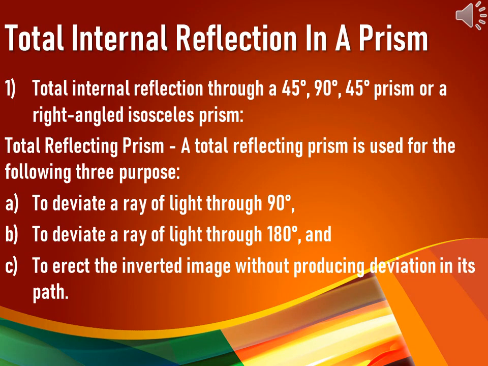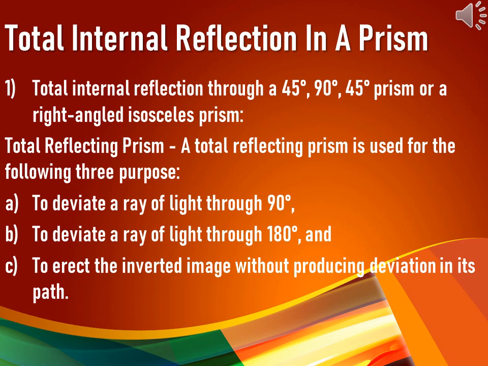Total internal reflection through a right-angled isosceles prism. A prism having an angle of 90 degree between its two refracting surfaces and the other two angles each equal to 45 degree is called a total reflecting prism because the light incident normally on any of its faces suffers total internal reflection inside the prism.